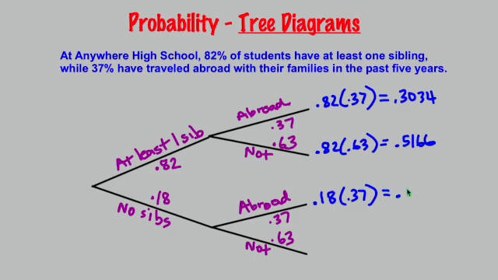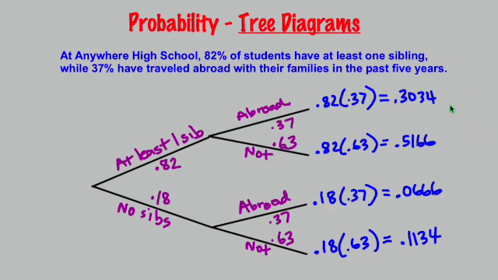By the way, this is 0.0666, otherwise known as 6.66%. And then finally, our last one would be 0.18 times 0.63. And that would give us an answer of 0.1134.